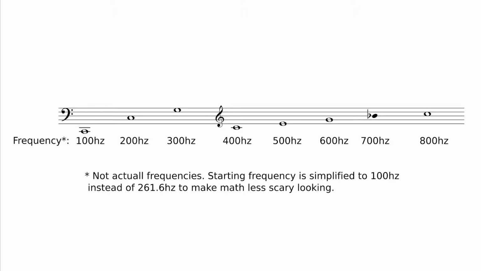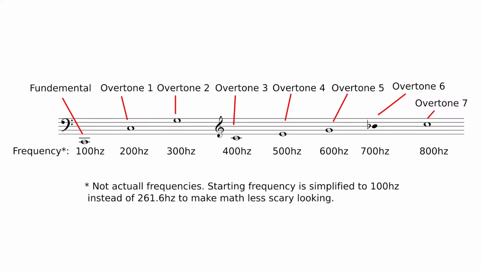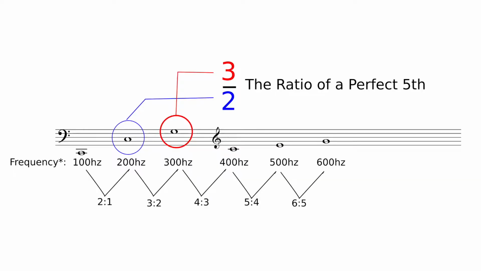For the sake of making the math seem less scary, we're going to just assume that C is 100 hertz. That means C is vibrating at 100 times per second. The fundamental note is going to be 100 hertz. The first overtone is going to be 200 hertz. The second is going to be 300 hertz, and the next one is going to be 400. So we're adding the size of the fundamental each time. So if we started with a fundamental of 200, the next one would be 400, and the one after that would be 600.